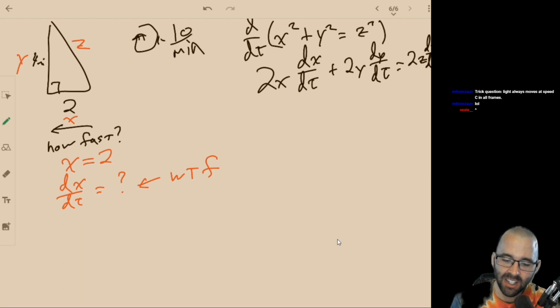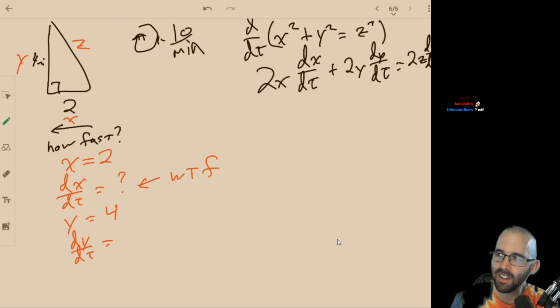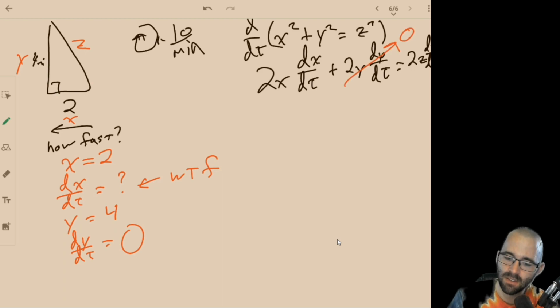All right. So what else do we know? We know at this particular moment in time, y is 4 miles. What is dy/dt? Wait, hold up. I'm confusing myself. dy/dt is 0 because y is not changing. In this triangle, this distance is not moving, right? The only thing that's changing in the triangle is this distance, because it's rotating, and this distance. dy/dt is 0, which means this term completely goes away.